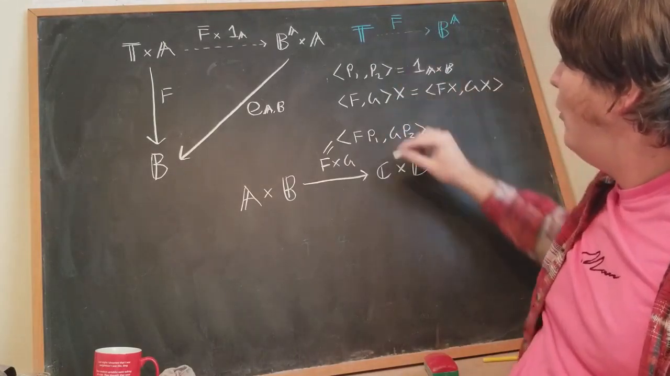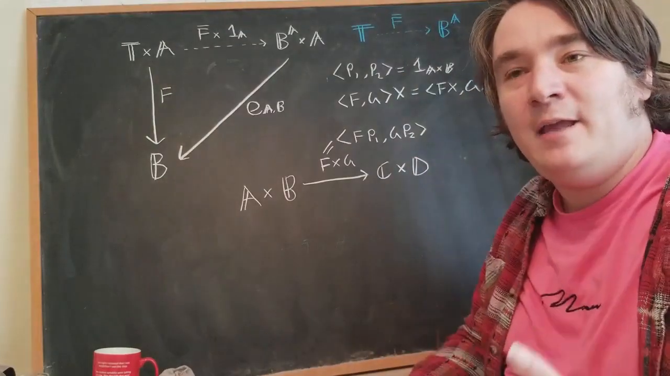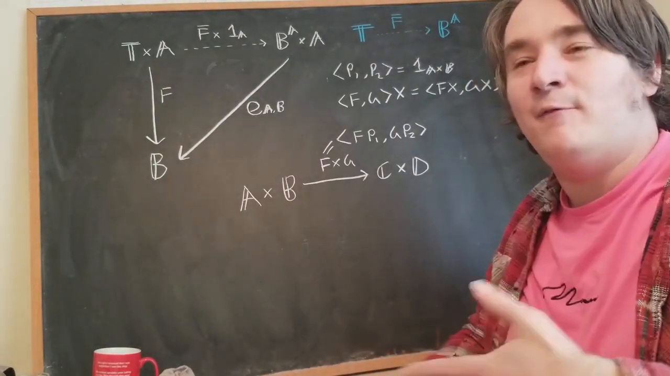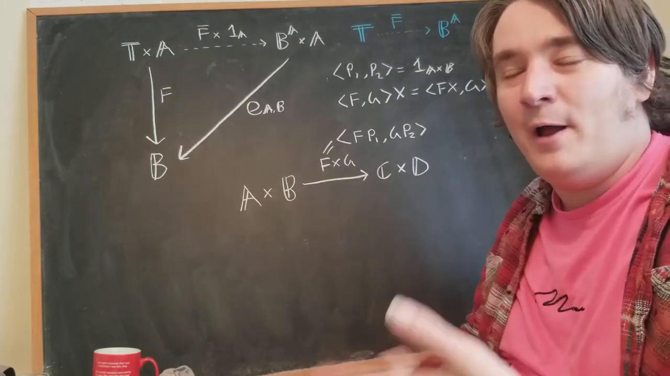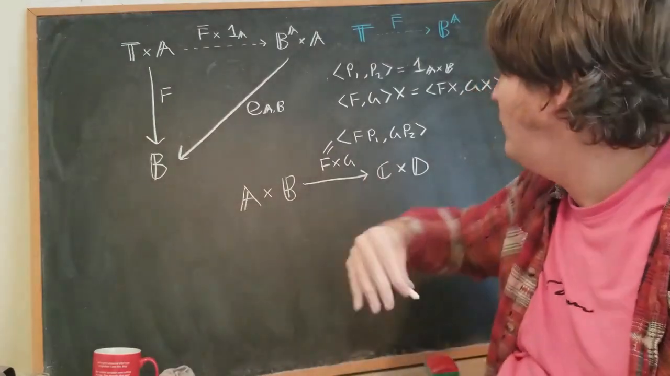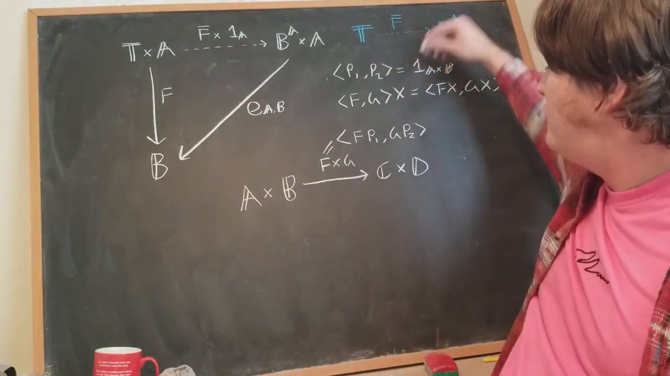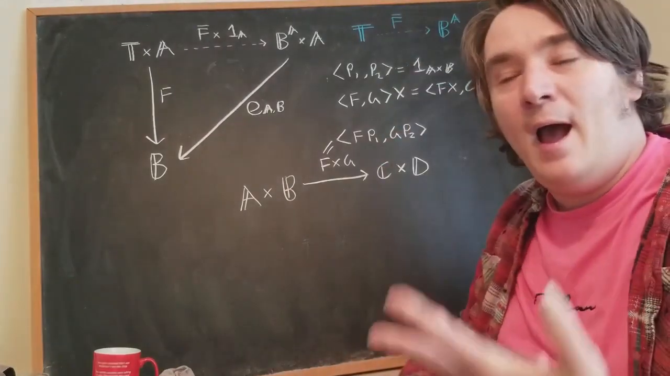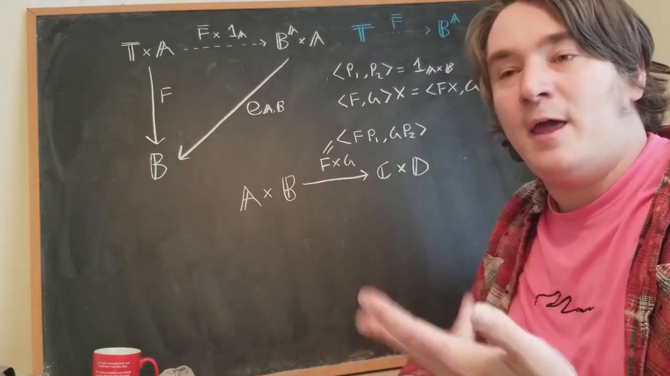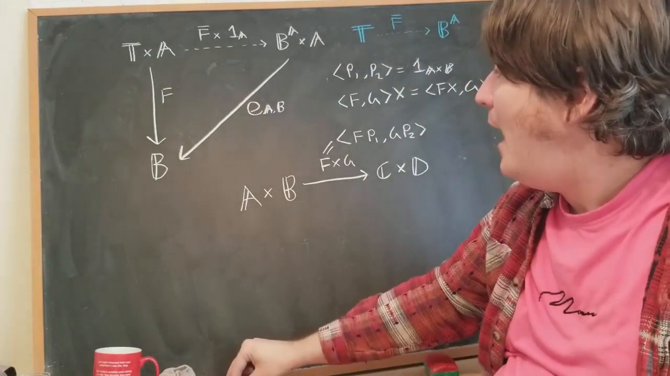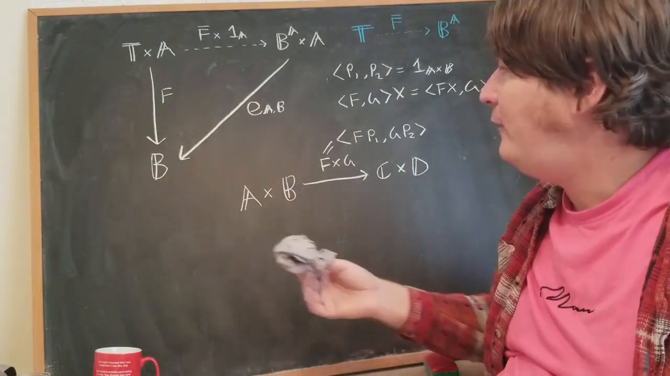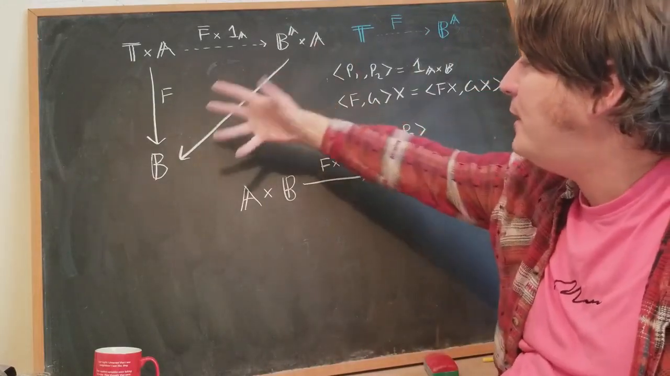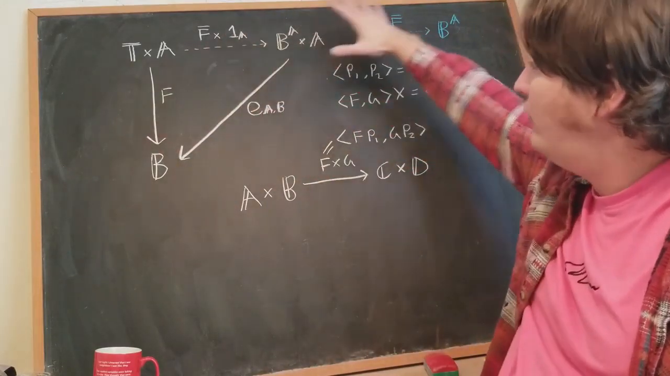These sort of laws will pretty much get you by when you're dealing with composing arrows involving products. Now, these are all true in general for general categories with products, and they're very helpful algebraic identities. Anyway, let's get on to the fascinating topic of how this actually works.